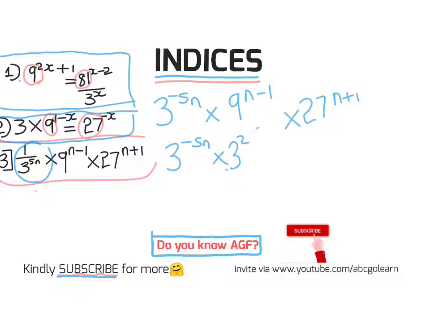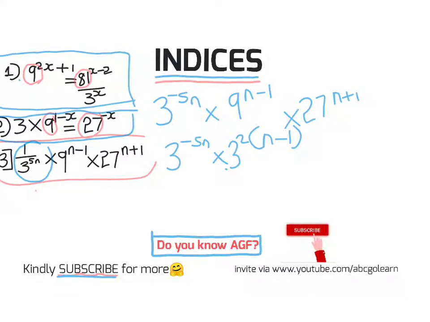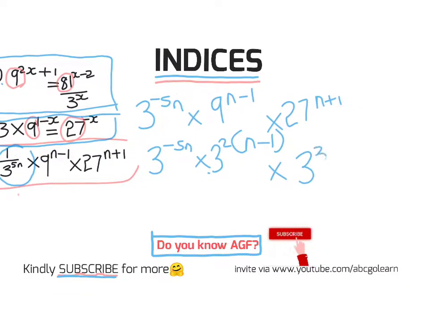Now into brackets, this n minus 1. Now you close the bracket. After you've closed the bracket, don't forget 27. Now to write this 27, you know 27 is 3 times 3 times 3. That is 3 raised to power 3. So you write 3 raised to power 3 into bracket, the bracket n plus 1.